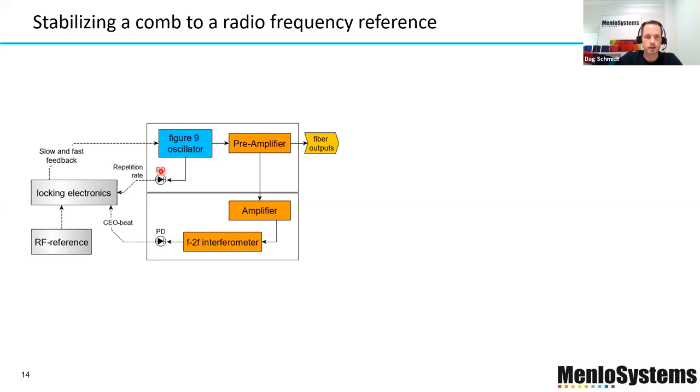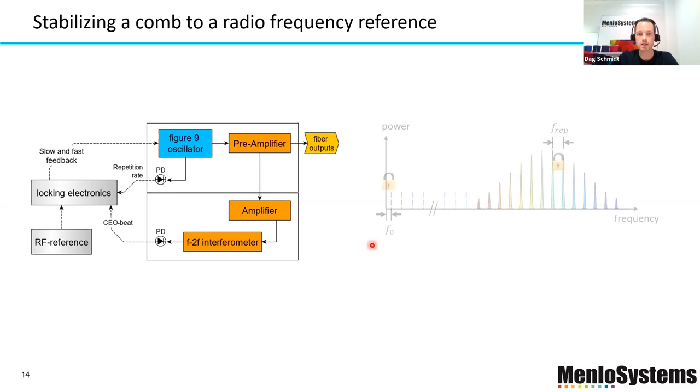Inside the locking electronics, there's of course a phase detector, which then compares this 250 megahertz repetition rate with the reference. And the locking electronics then locks this to the reference signal and there's a slow and a fast feedback here. One part of the preamplifier here is used to seed a further amplifier, which then drives the so-called f-2f interferometer, which I was just talking about, the octave spanning comb. And then we detect on this photodiode here the CEO beat signal and feed this back to the locking electronics. So what happens in frequency space?